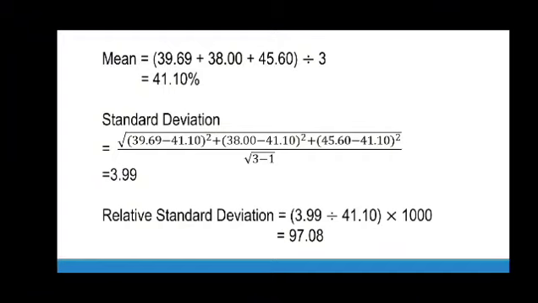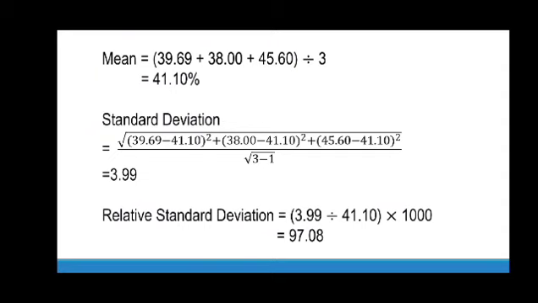and we will get 41.10%. To calculate the standard deviation, first use the mean that we had obtained, then subtract the mean from each data point to find the deviation. Square each deviation and sum the squared deviations. Finally, divide this sum by 1 less than the number of data points. Last, we will get 3.99.